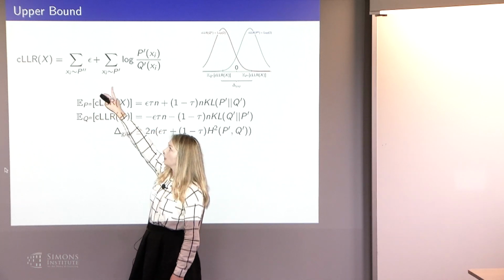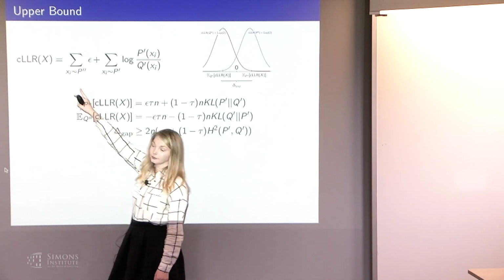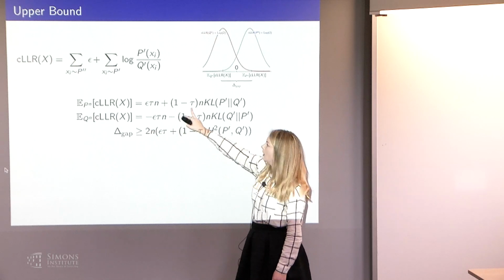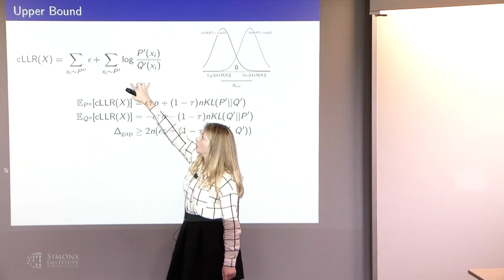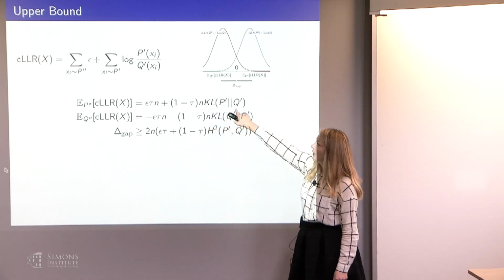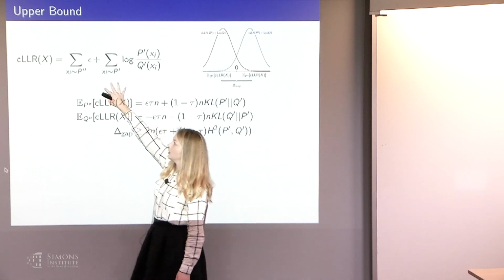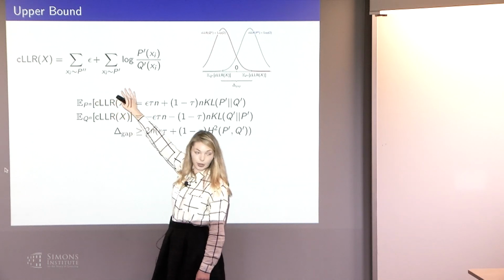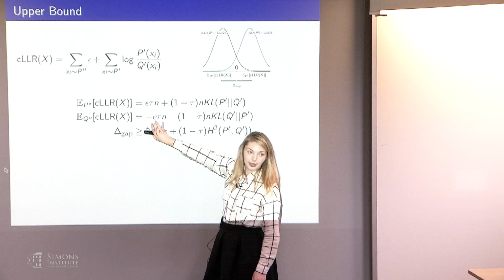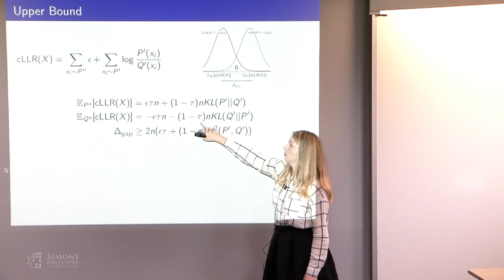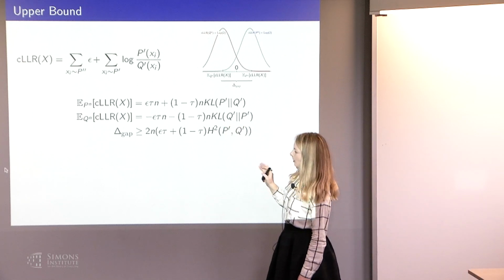So the expectation under P of this thing is, so about tau n of my samples fall into this first sum, and they all cost me epsilon. About 1 minus tau n of my samples fall into the second part of the sum, and the expectation of this term, given you're in P prime, is the KL divergence between P prime and Q prime. And similarly, I can write a similar formulation where I have Q double prime and Q prime, and my expectation under Q^n is negative epsilon tau n minus 1 minus tau n, the KL divergence of Q prime with respect to P prime.